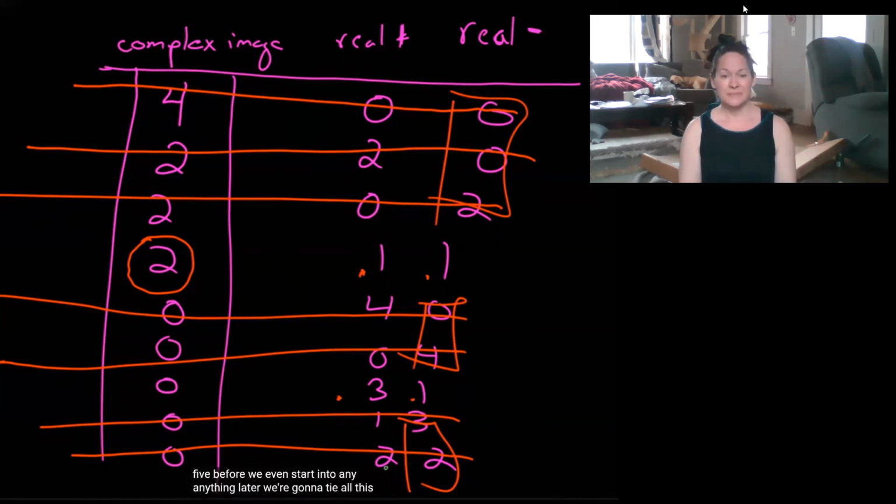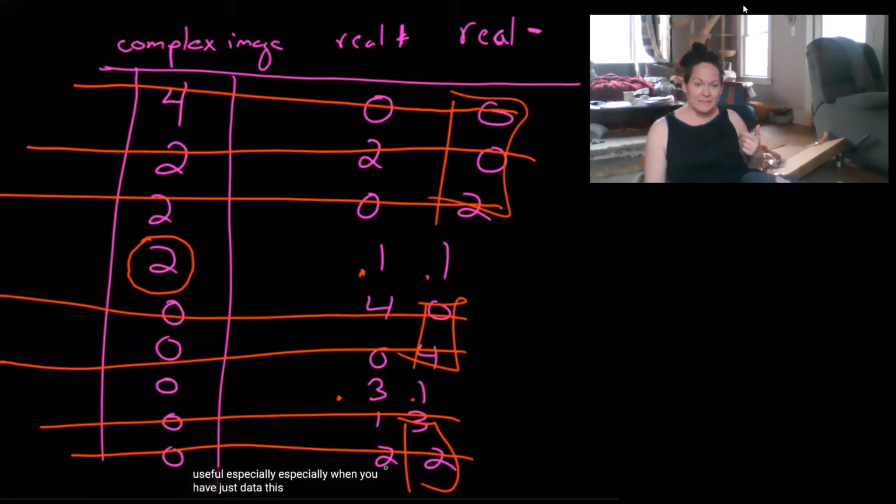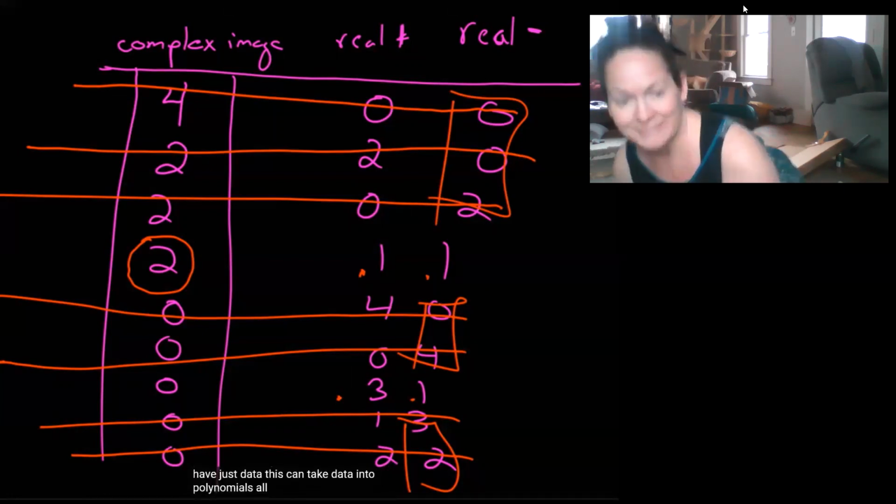We're going to tie all of this together because these techniques are great for breaking down into roots. And roots are solutions. Zeros are solutions. They're answers to problems. And so these techniques are really, really useful, especially when you have just data. This can take data into polynomials.